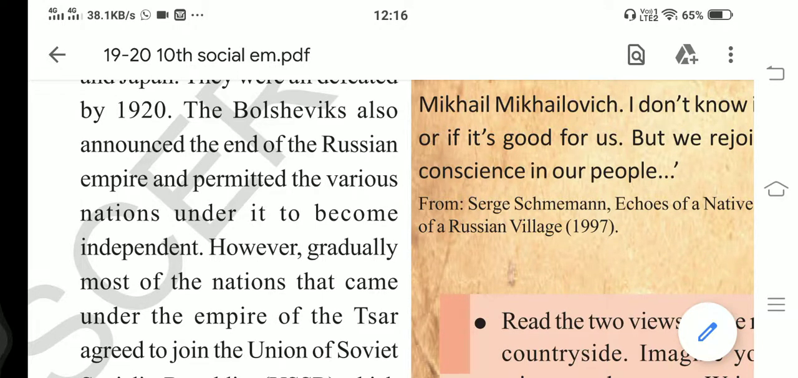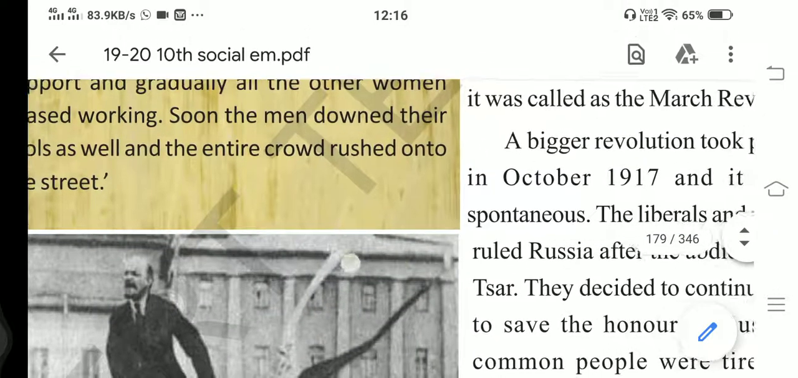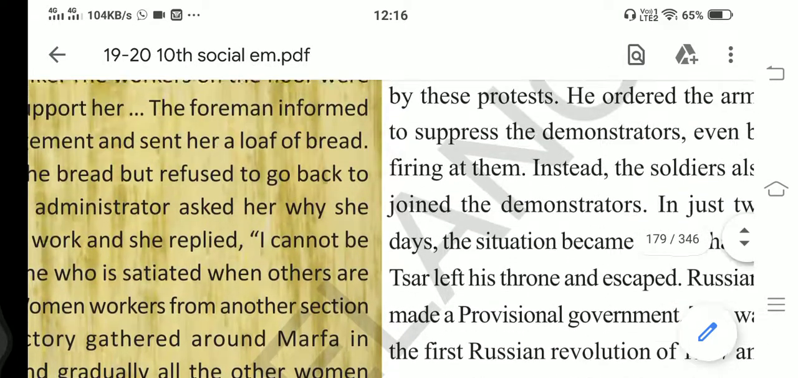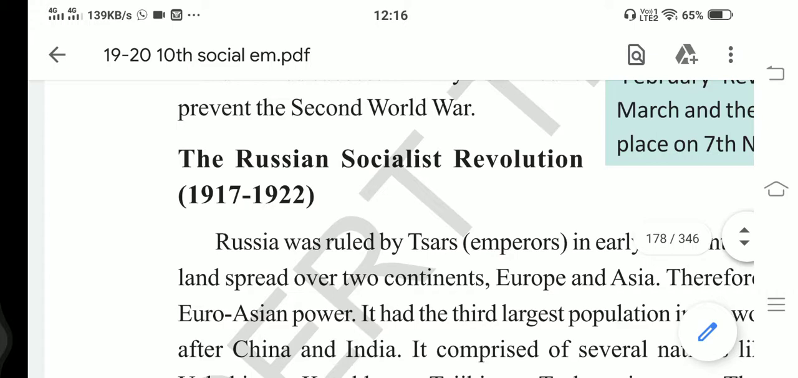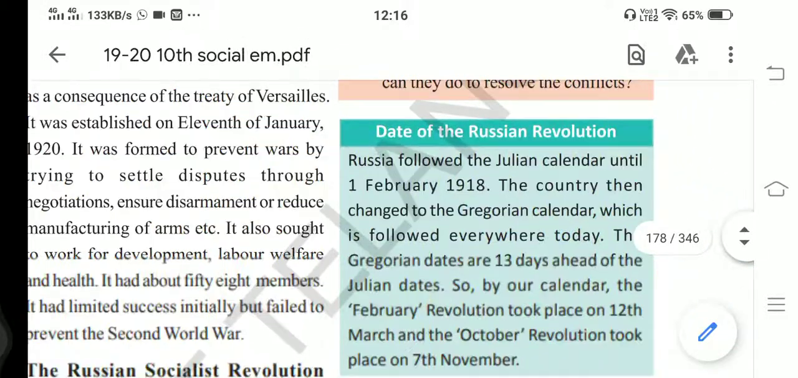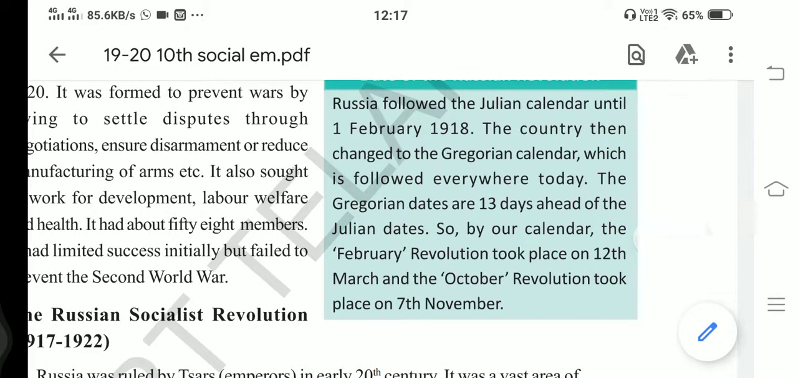Understand? Dear students, we are coming to the topic again, why do we call the March Revolution the February Revolution and the October Revolution the November Revolution. Only 4 minutes are left. I'll conclude within 4 minutes. See, up to February 1918, Russia had followed the Julian calendar. Now the world is following the Gregorian calendar. There is a 13 days difference between the Julian calendar and the Gregorian calendar. The Gregorian calendar dates are 13 days ahead of the Julian calendar.